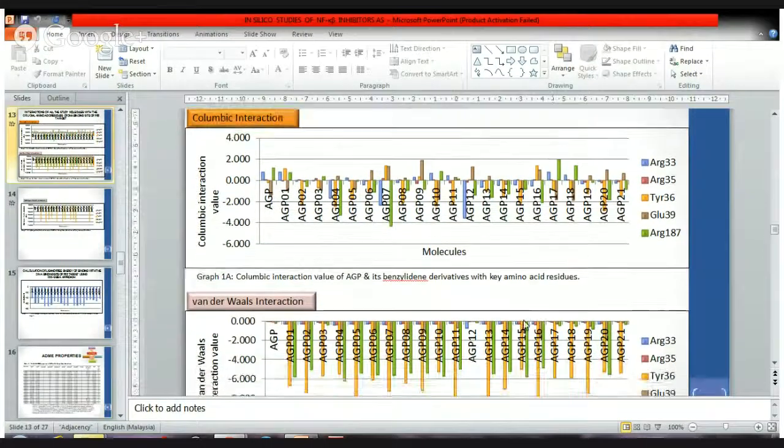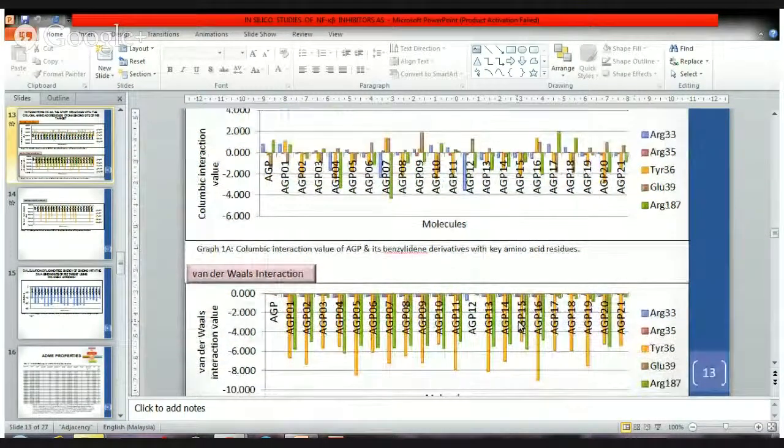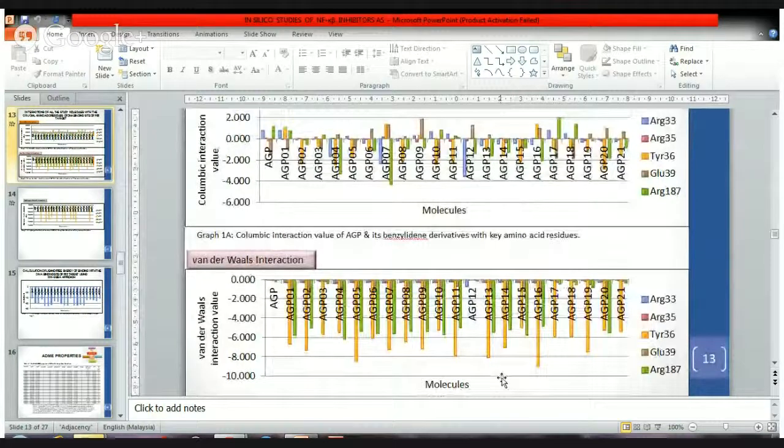The second aspect is van der Waals interaction. Using the same molecules, it has been identified that AGP16 shows a significant van der Waals interaction with tyrosine 36. AGP03 and AGP04 also show a moderate van der Waals interaction with tyrosine 36. We can also see that almost all molecules form a moderate van der Waals interaction with arginine 187.